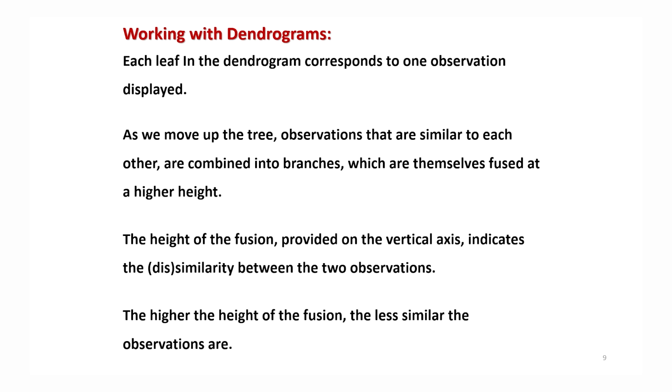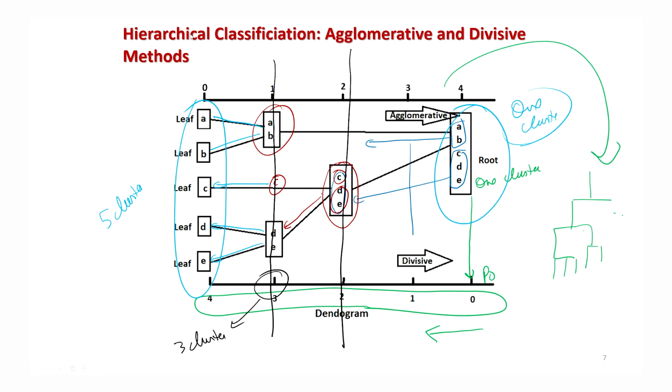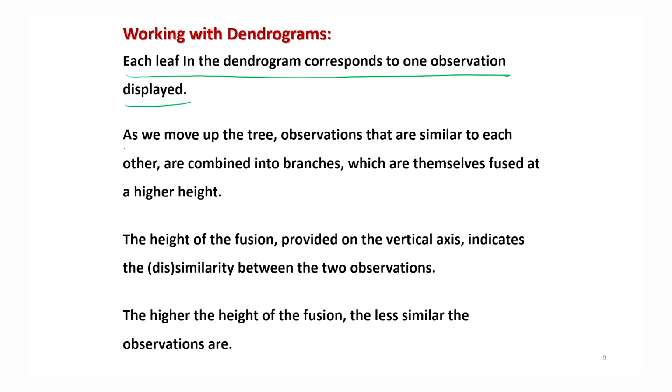So now when you are trying to work with this dendrogram, you have to keep in mind that each leaf in the dendrogram corresponds to one observation which is displayed there. You can see here that these are your leaves. As we move up the tree, observations that are similar to each other are combined into branches, which are themselves fused at a higher height.